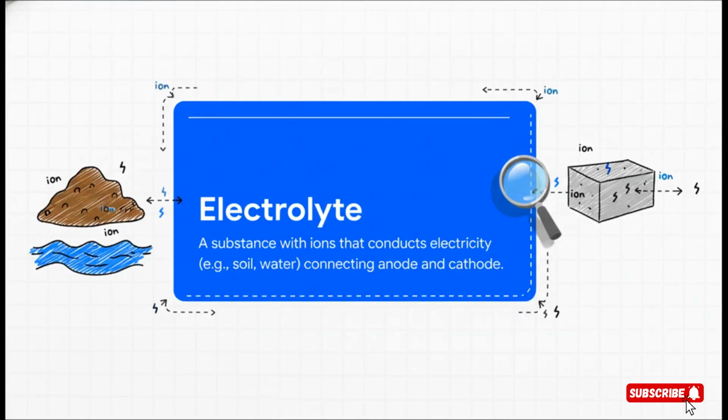Okay, so we've got electrons flowing from the anode to the cathode through the metal. But what about those metal ions that dissolved from the anode? They need to complete the circuit too, and that's the job of the electrolyte. This isn't like a wire, it's any substance that has ions in it that can conduct electricity. Think soil, seawater, or even the moisture that's trapped in concrete. It's basically the highway for ions, connecting the anode and cathode and letting that whole electrochemical reaction keep on running.